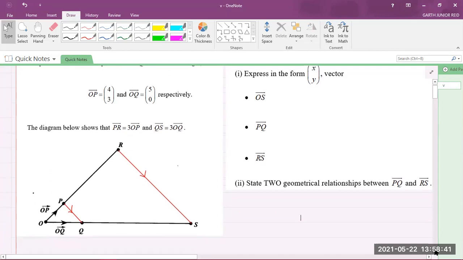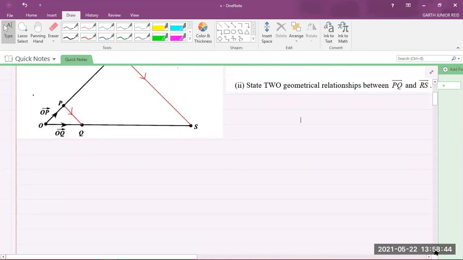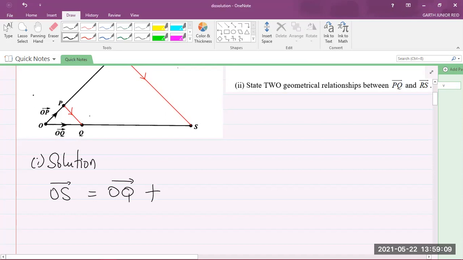All right, so let's do the first part of the question here. We're trying to find the vector OS. So let us now write part 1 solution. I want to move from O to S. So my starting point is O, my ending point is S. If I'm starting at O and ending at S, I can move from O to Q, and then I can move from Q to S. I hope you can see that from the diagram. I want to start at O and end at S.